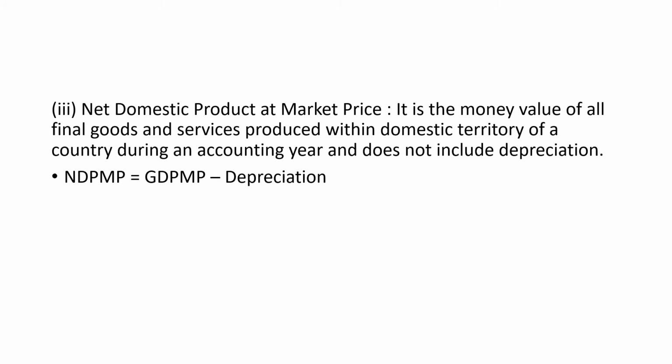Next we have net domestic product at market price. So here we have the element net, right? Since we have net, we have to deduct depreciation. So net domestic product at market price is the money value of all the final goods and services produced within the domestic territory of a country during an accounting year, and this does not include depreciation.